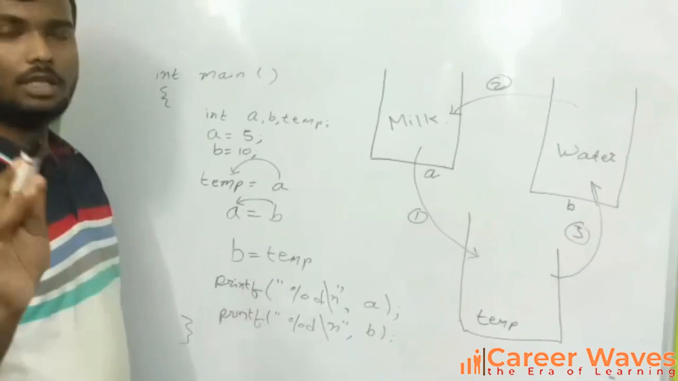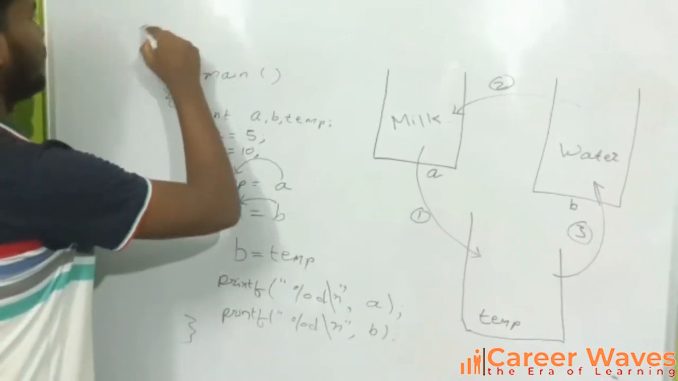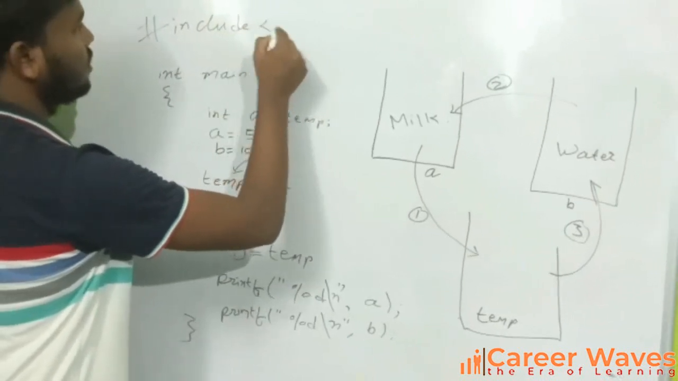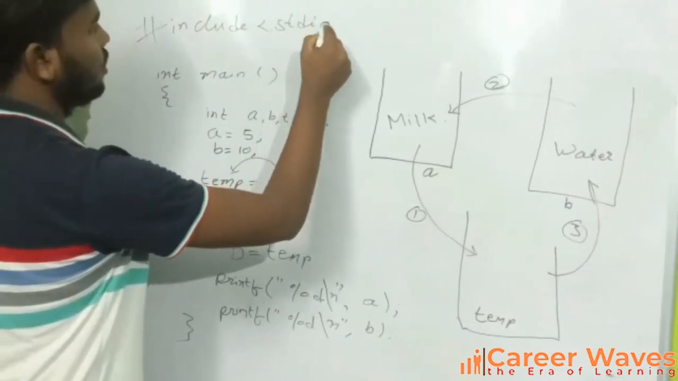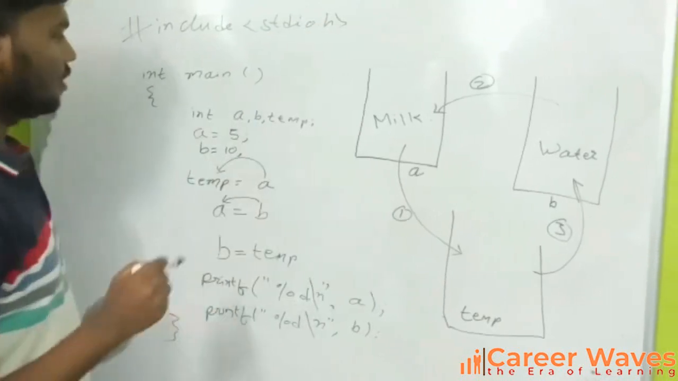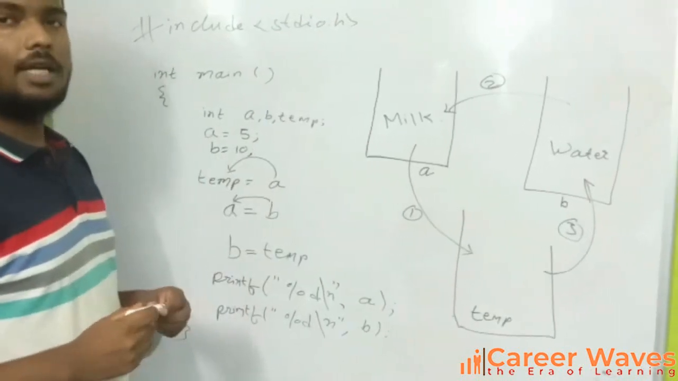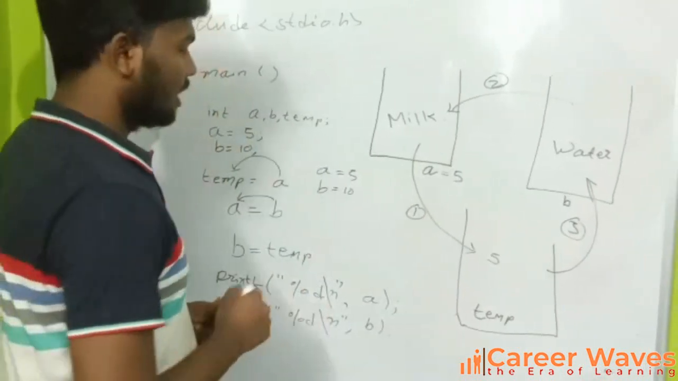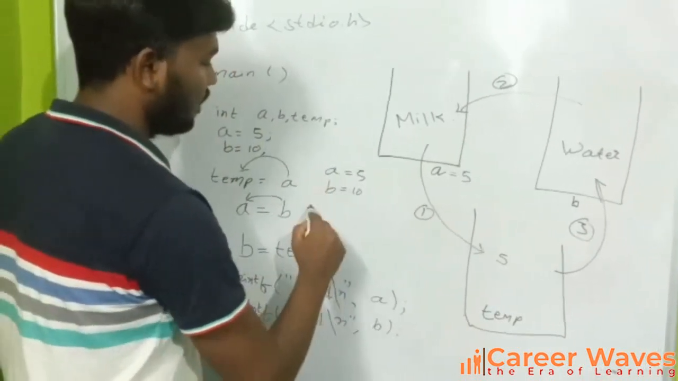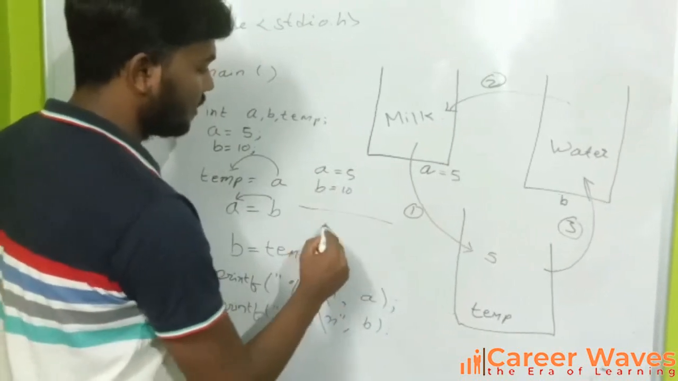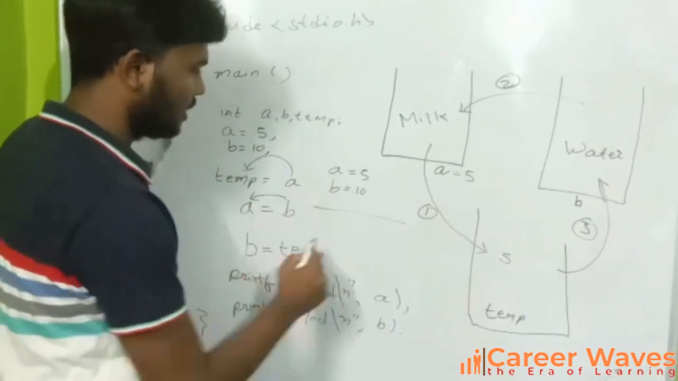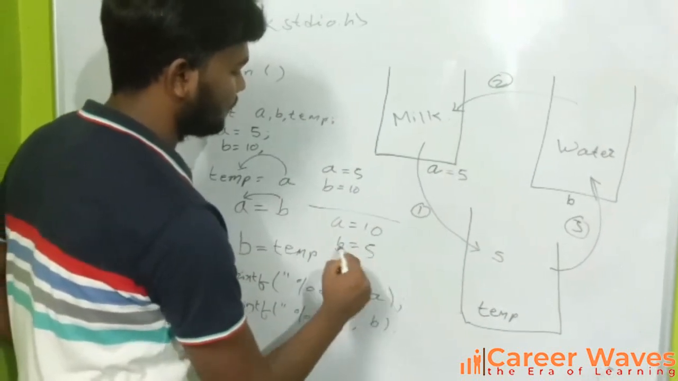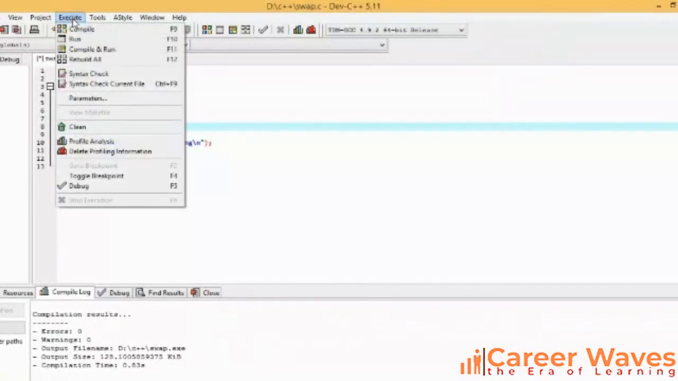We have to include the preprocessor. Let us include the preprocessor: #include <stdio.h>. So this is the end of the program. Now this program will swap the two numbers. The initial value for a is this and b is this. After the execution of this program, we will get a as 10 and b as 5. This is the output for this code.